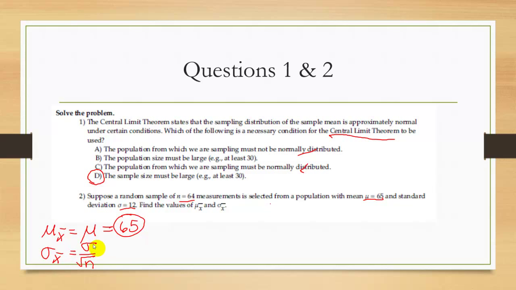Okay, so sigma x bar is sigma over square root of n. Sigma was 12, and n was 64. So we're doing 12 divided by the square root of 64. I'll take out a calculator and do 12 divided by the square root of 64, and that gives me 1.5. So the standard error of this distribution is 1.5.